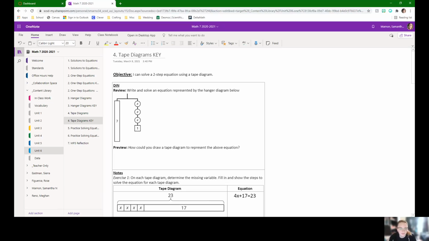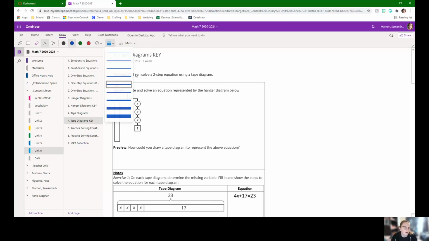Pause the video and see if you can figure out what x on this hanger diagram is. Okay, so if you wanted to write the equation first, we would have on the left side 7 equals, and then on the right we have 3x's plus 1. If you were going to solve this on the diagram, the first thing that you would probably do is you'd want to get an x by itself.